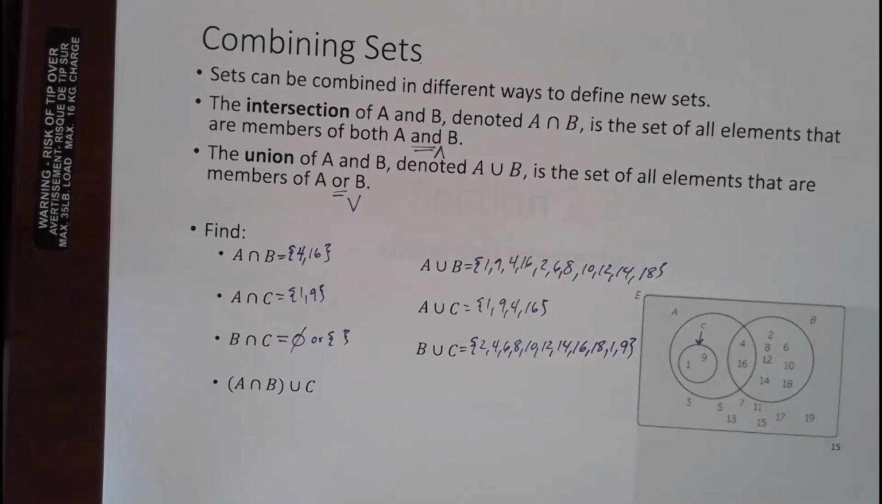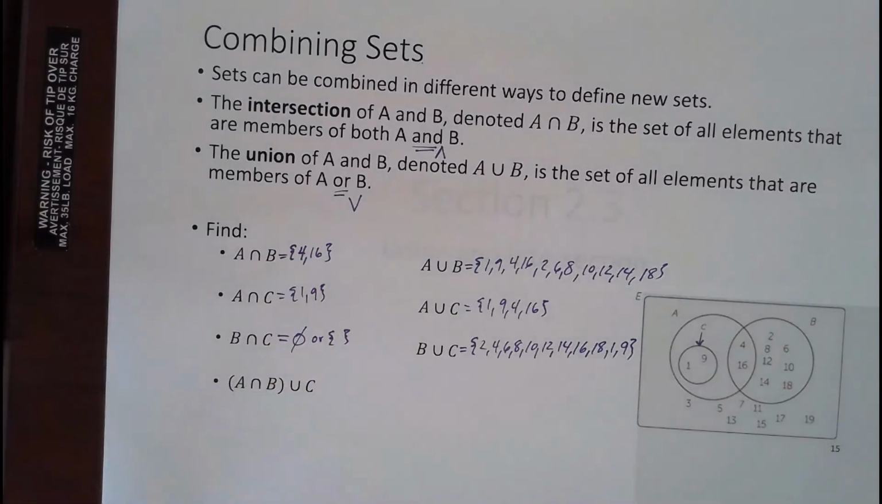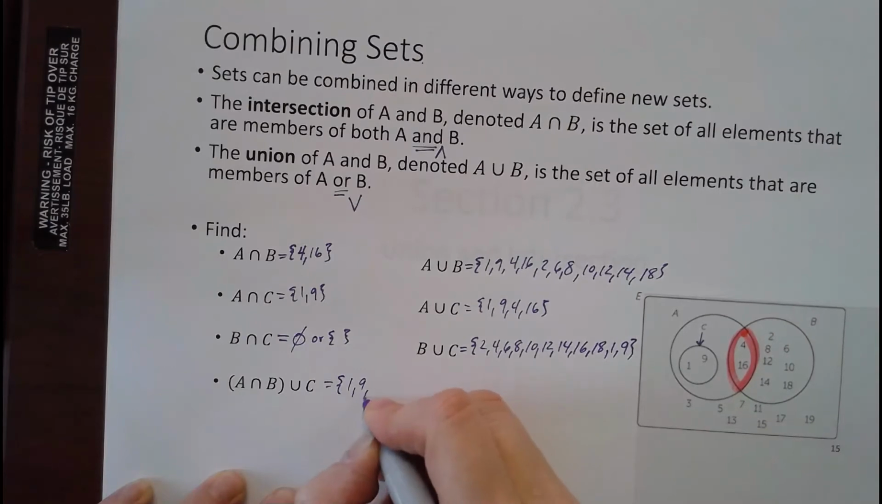And then we have A intersect B, which is up here, 4 and 16. So that's this part right here. And then unioned with C. So what would that one be? 1, 9, 4, and 16.